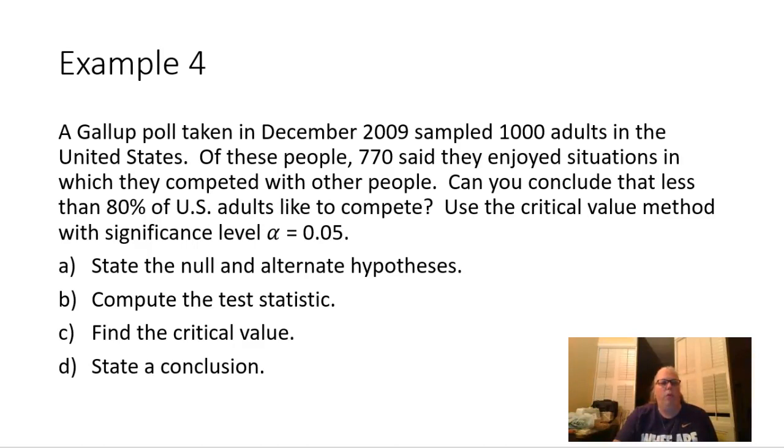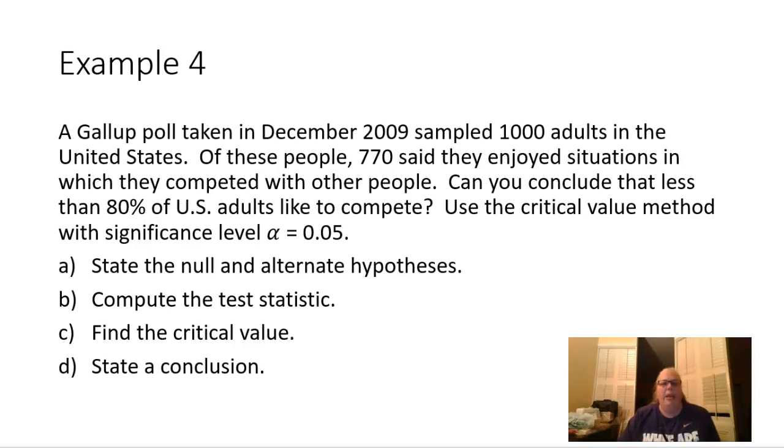Here's example 4. A Gallup poll taken in December 2009 sampled 1,000 adults in the United States. Of these people, 770 said they enjoyed situations in which they competed with other people. Can you conclude that less than 80% of U.S. adults like to compete? Use the critical value method with a significance level alpha equals 0.05.